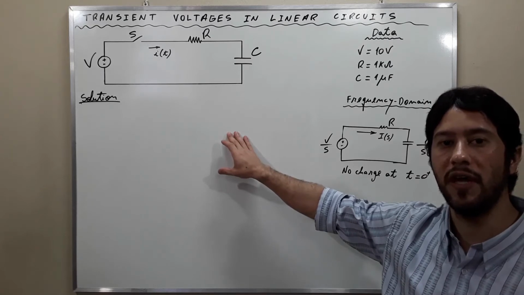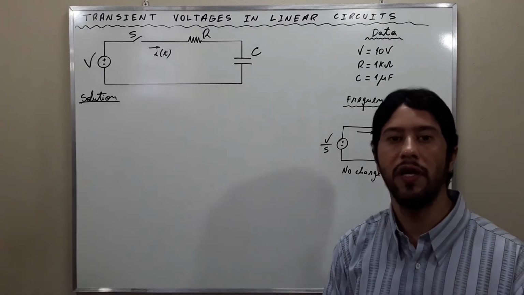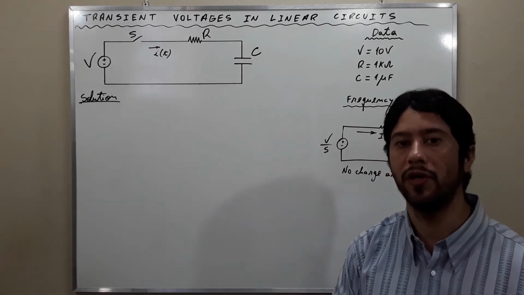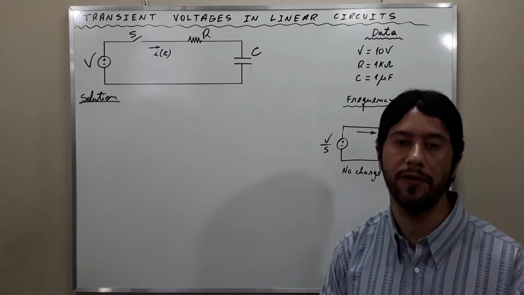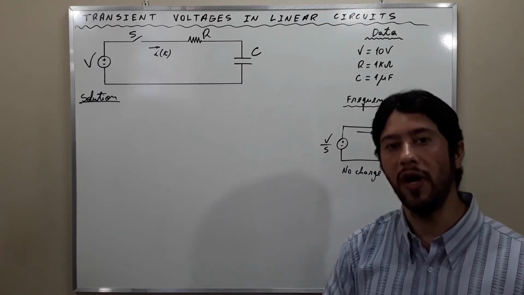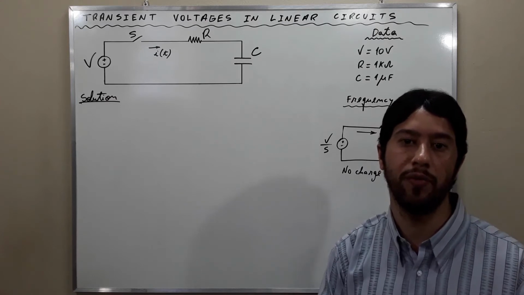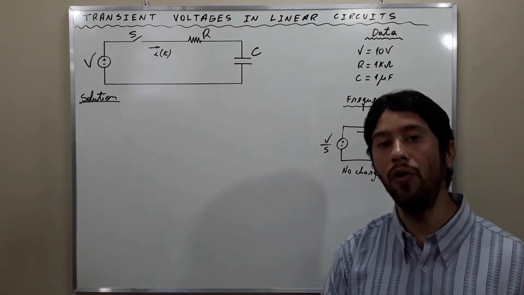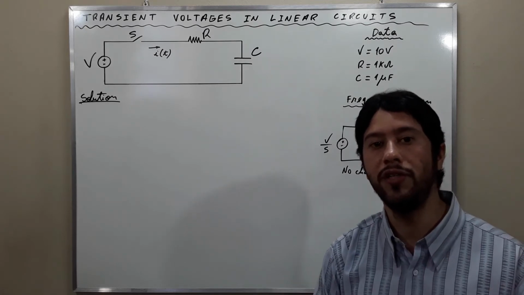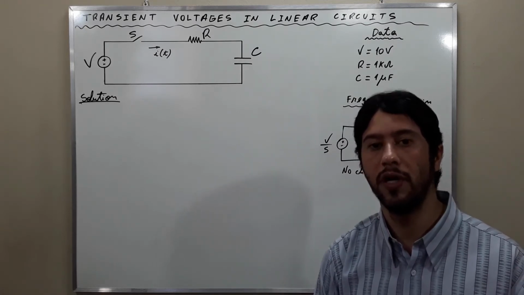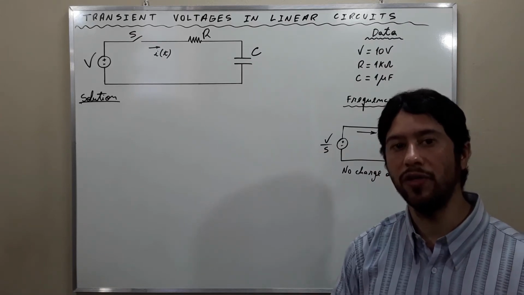The exercise says that for this circuit, the voltage of the battery is 10 volts. The resistance of the resistor is 1 kilo ohms. And the capacitance of the capacitor is 1 microfarad. If at t equal to 0, the switch is closed and the capacitor completely discharged, how long will it take for the capacitor voltage to reach 6.3 volts? Okay, my friends, this is the question. Let's go to the solution.